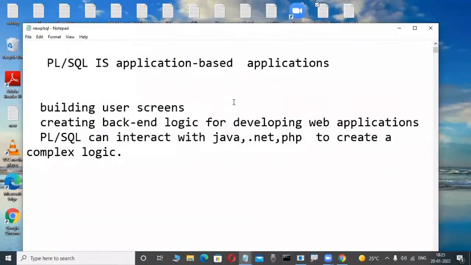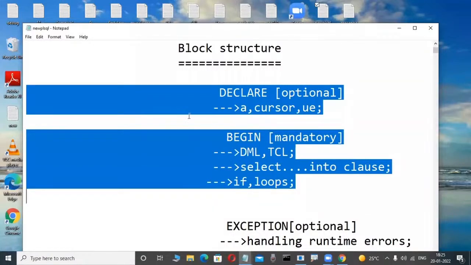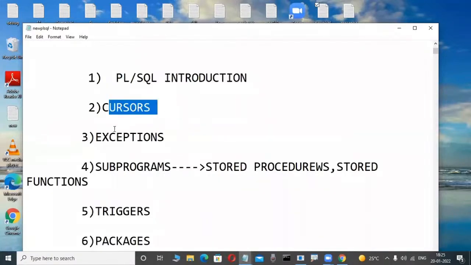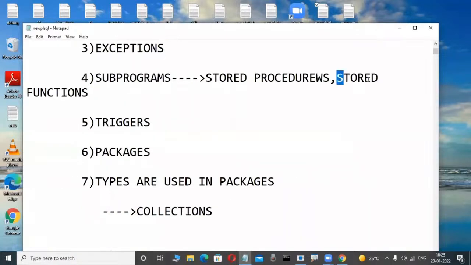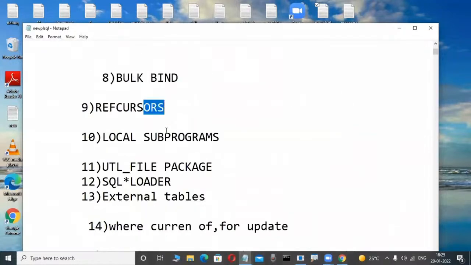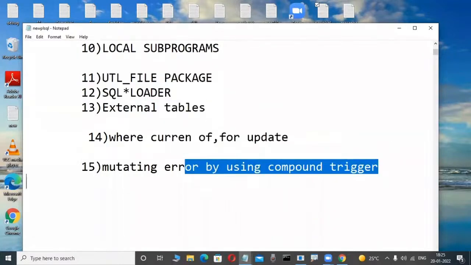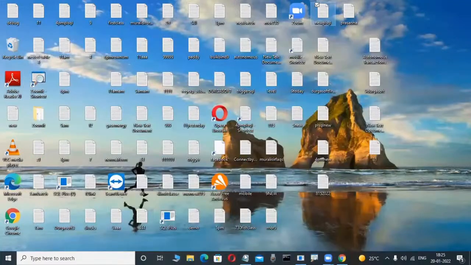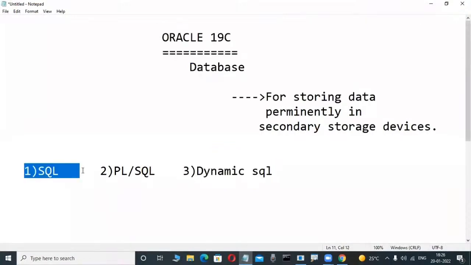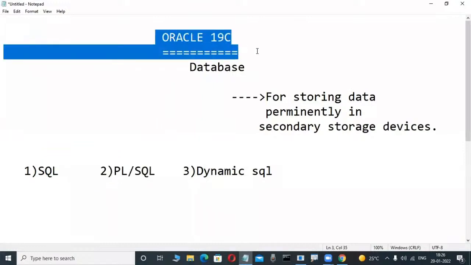PL/SQL means you are writing this type of little bit of coding here. In PL/SQL there are cursors, exceptions, stored procedures, stored functions, triggers, packages, types, collections, bulk bind, ref cursors, local subprograms, UTL file packages, SQL loader, external tables, so many things like this. So much syllabus is there. Don't worry. That's why we learn the SQL language first. After that, you get some knowledge, and then only you learn PL/SQL. Through these two languages, we are operating this Oracle software.